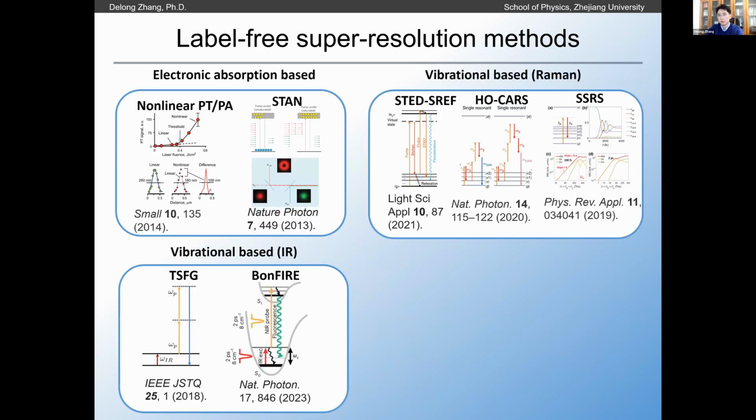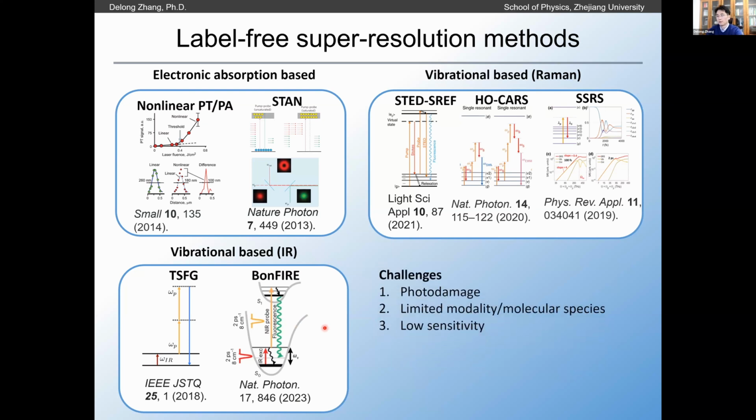Towards this challenge, there are quite a few label-free super resolution methods, and I could only pick a few here: saturation-based electronic absorption, high-order coherent Raman scattering processes based super resolution techniques, and also vibrational infrared spectroscopy-based techniques. For example, the recently published BonFire technique uses infrared excitation and fluorescence readout to improve the spatial resolution as well.